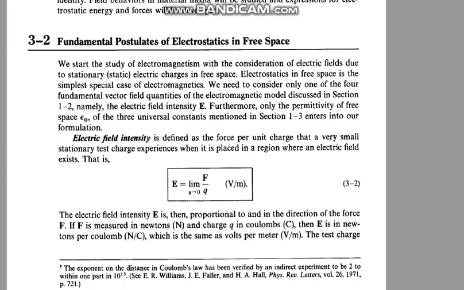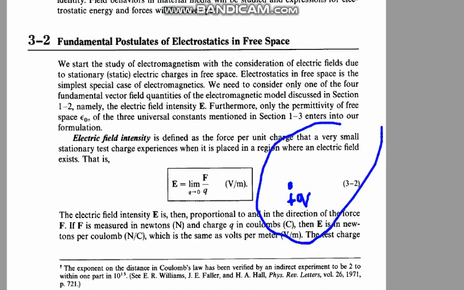The electric field intensity is defined as the force per unit charge that a very small stationary test charge experiences when it is placed in a region where an electric field exists. How can we understand that? First of all, if there is a charge here, a plus q charge, that means a positive charge, and it is placed in a region where electric field exists.